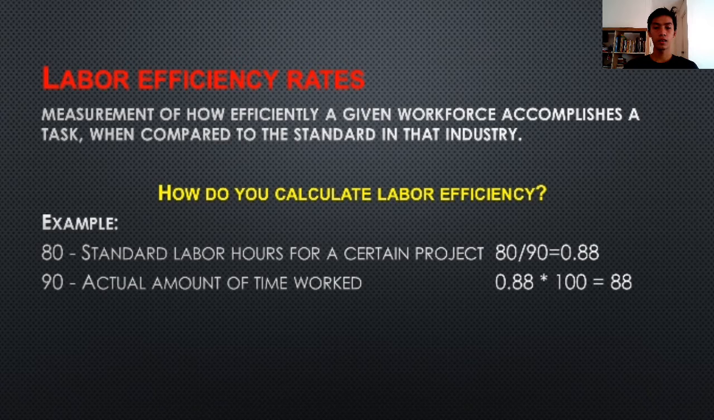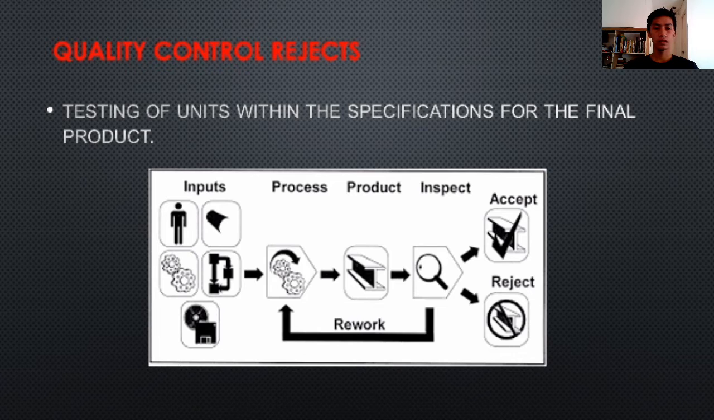If the result of this computation is higher, it means this employee can be considered as having great performance, or in other words, high performance. And the next one is the quality rejects.